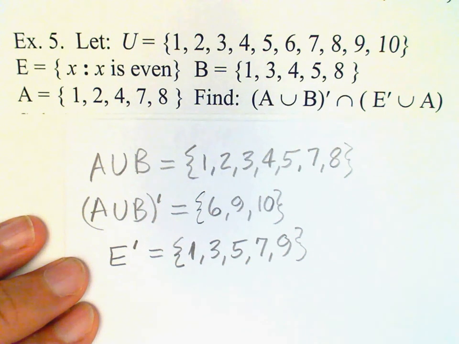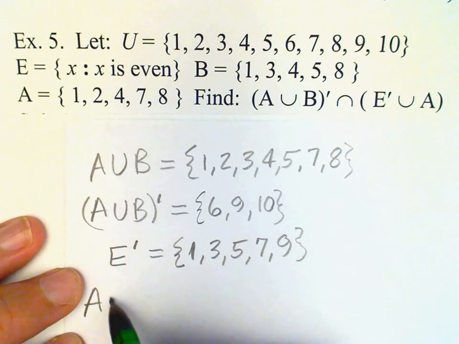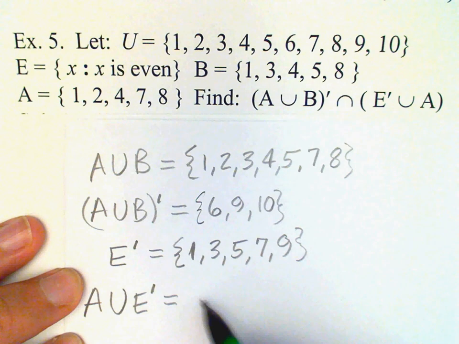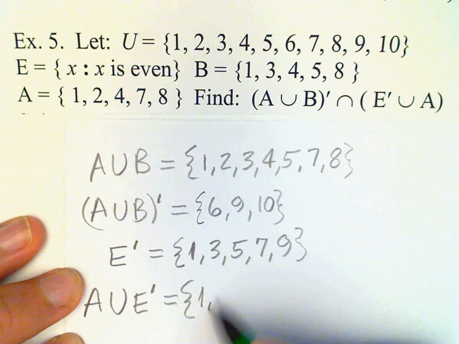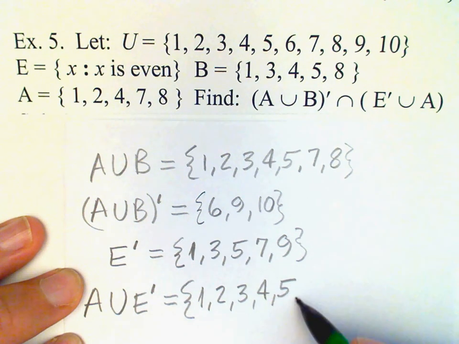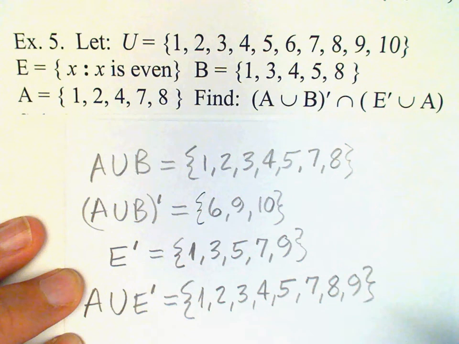Okay, now I need the union of this with A. A union complement E. So 1, 2, 3, 4, 5. 6 is not in there. 7, 8, and 9.